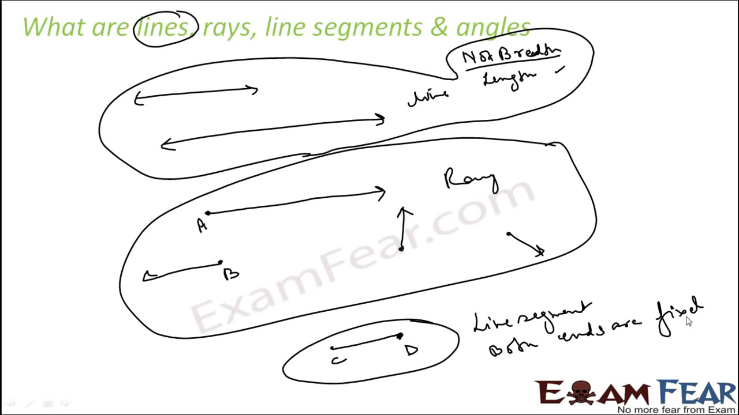So we'll talk about these things in detail. And angles: if you have two rays coming from the same point, you get an angle. That is an angle. I think we studied these concepts in the previous class. So let's go ahead and understand why do we need lines.